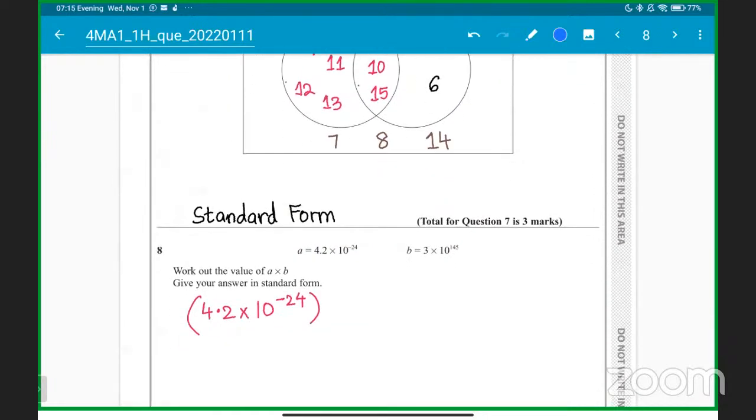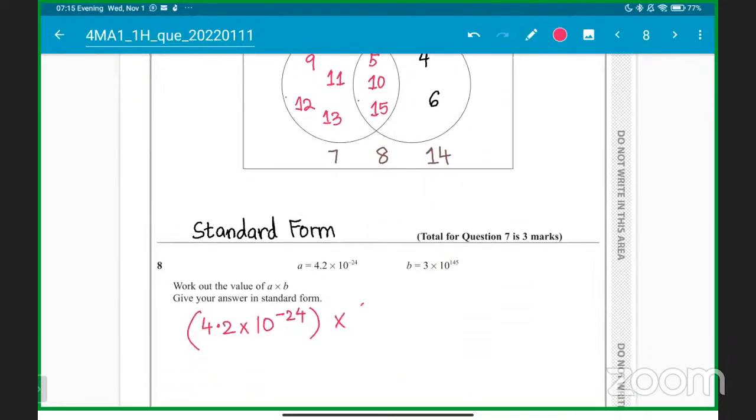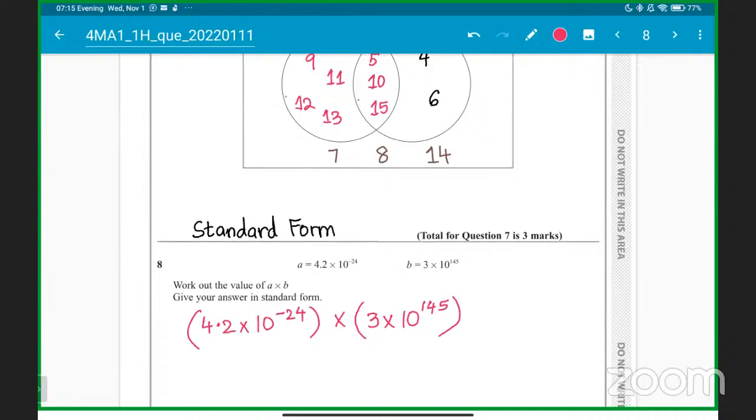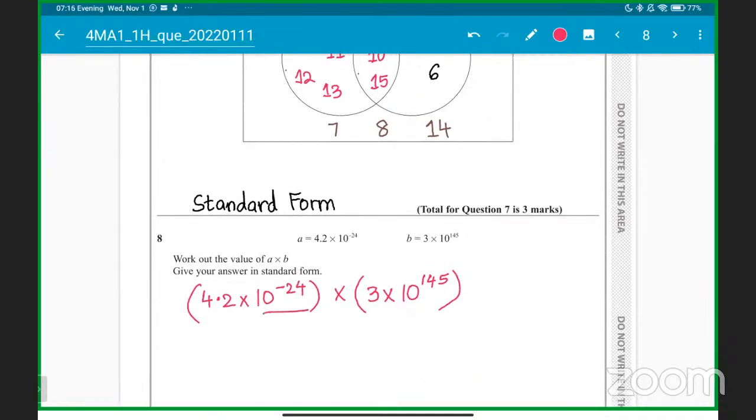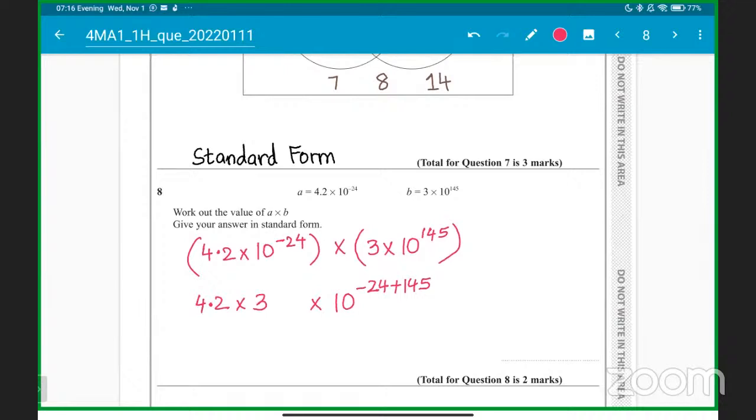Moving forward. So we have A and we have to multiply with B as well here. So 3 into 10 power 145, we have to multiply both of them. How can we do it? We already know the bases are the same, so the powers can add up, because it's a multiplication sign. They will be 10 power minus 24 plus 145. And here you are going to multiply 4.2 into 3.